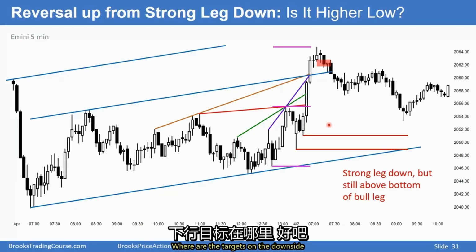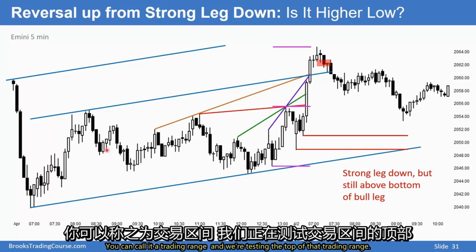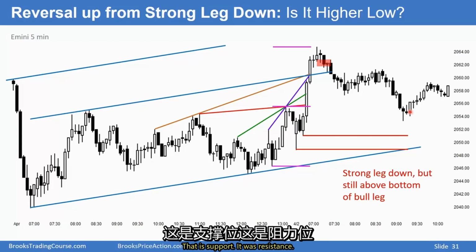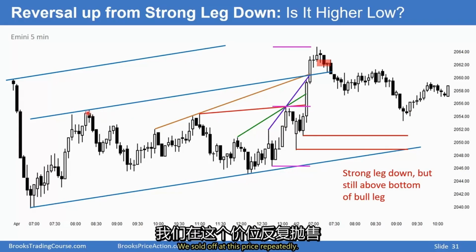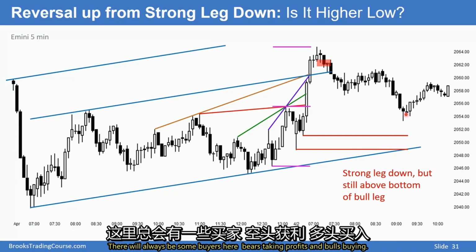Where are the targets on the downside? Well, the top of this trading range, you can call it a triangle, 3 pushes down, 1, 2, 3. Even though this is slightly below that, you can call it a trading range. And we're testing the top of that trading range. That is support. It was resistance. We sold off at this price repeatedly. We broke strongly above it, and now we're pulling back to it. There will always be some buyers here, bears taking profits and bulls buying.